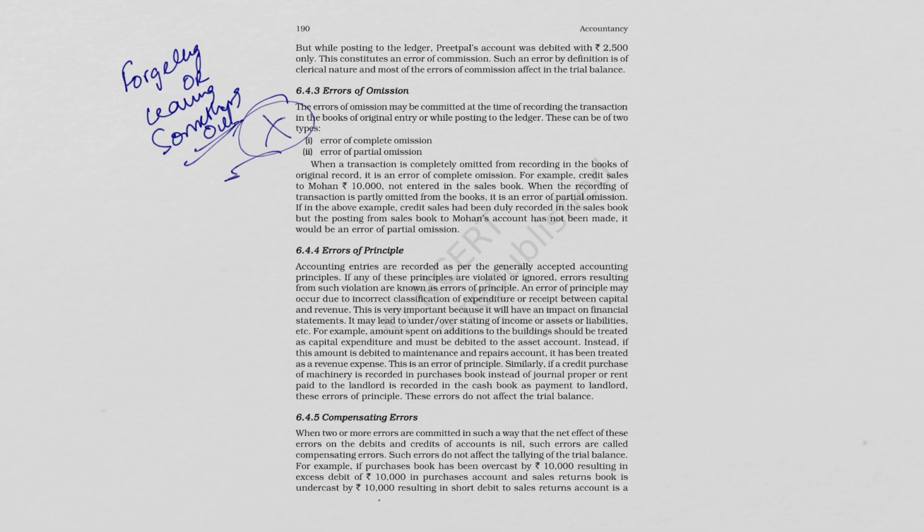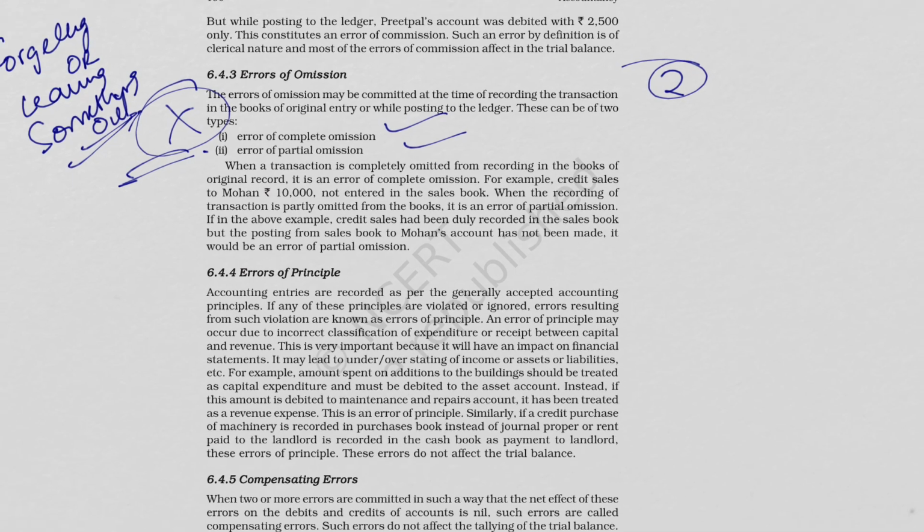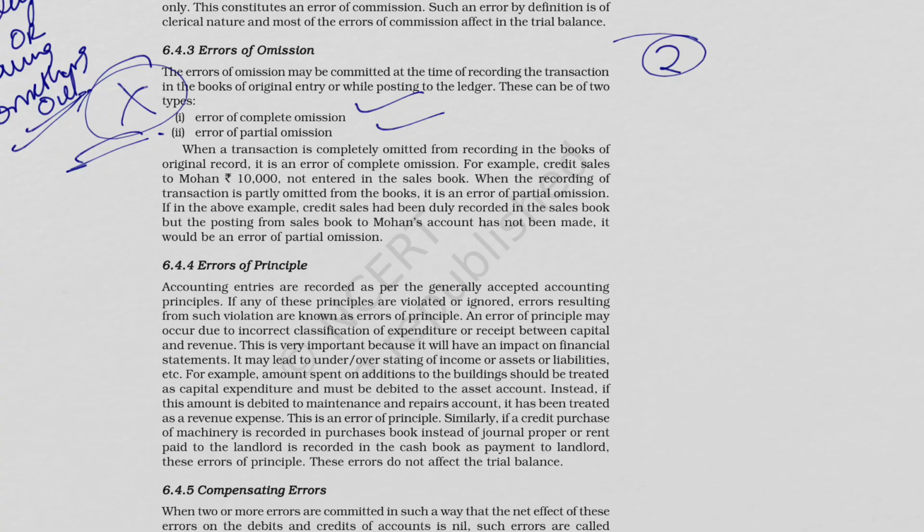Next we have error of omission. The second type of error is error of omission. The word omission means we are forgetting or leaving something out. So the error of omission occurs when a transaction is not recorded in the books of accounts. This may happen in two ways. It can either be a complete omission or an error of partial omission.